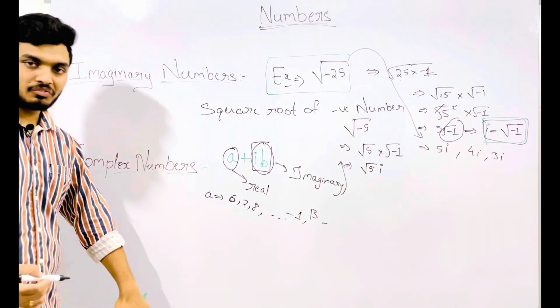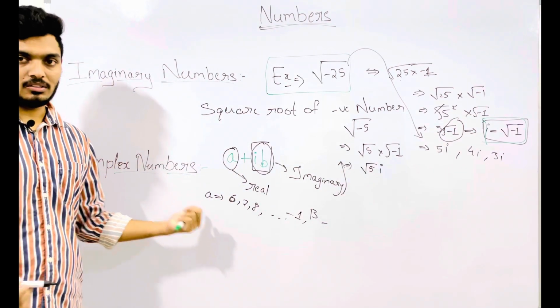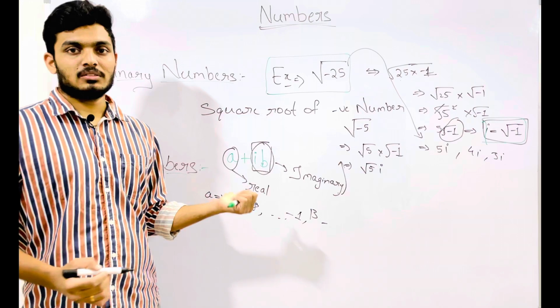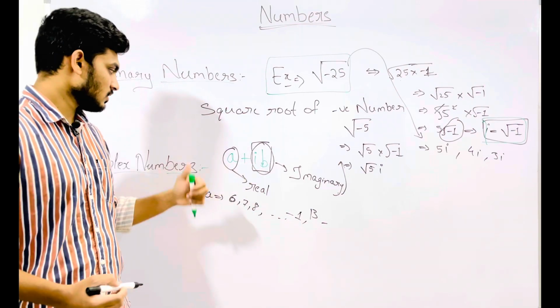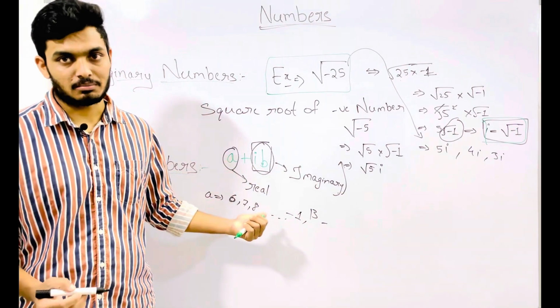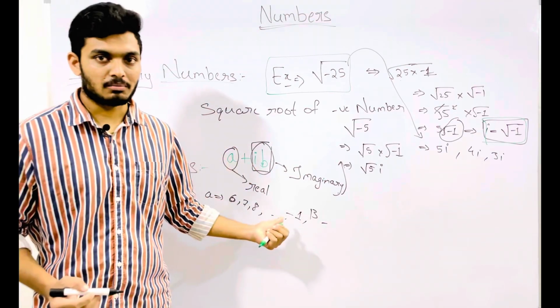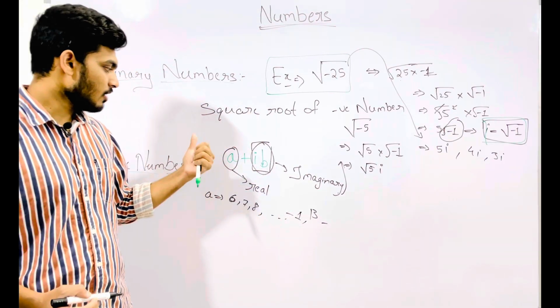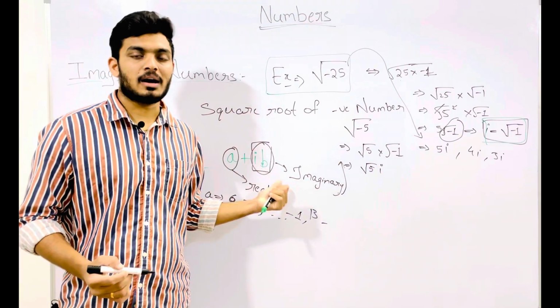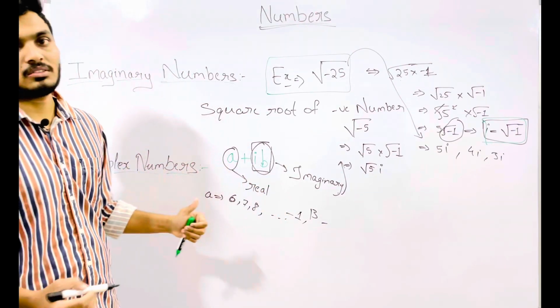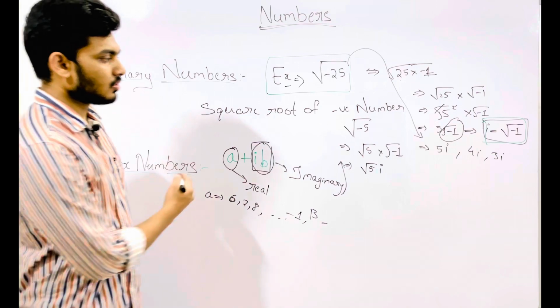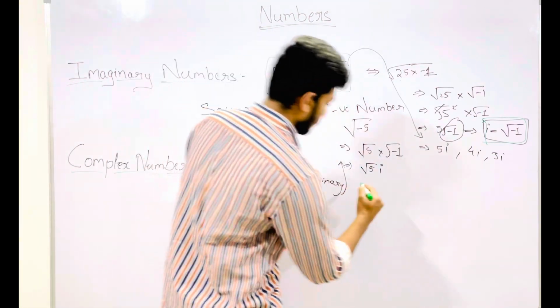So the definition of a complex number is a combination of a real number and an imaginary number. A number which has a real part as well as an imaginary part is called a complex number. That's the definition. So let's go to some examples.